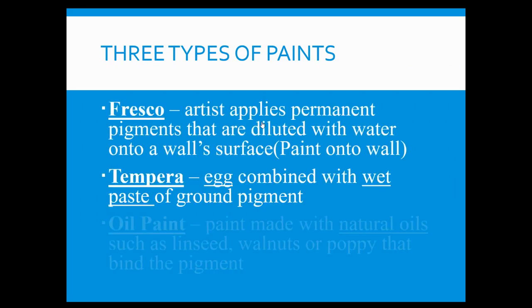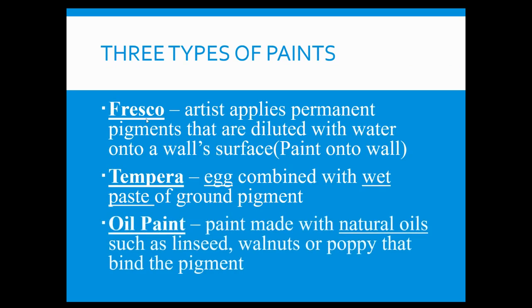And then the first thing that I need you to really write down, and please make sure you write these down because this is going to be part of your grade, and this is a pretty simple grade. So, three types of paint: fresco. For fresco, just write paint onto wall. And then tempera paint, that's just egg and wet paste. And you just need to write these little sections that are underlined or in parentheses. Don't write the whole thing. And then oil paint. And these are paints made with natural oils.